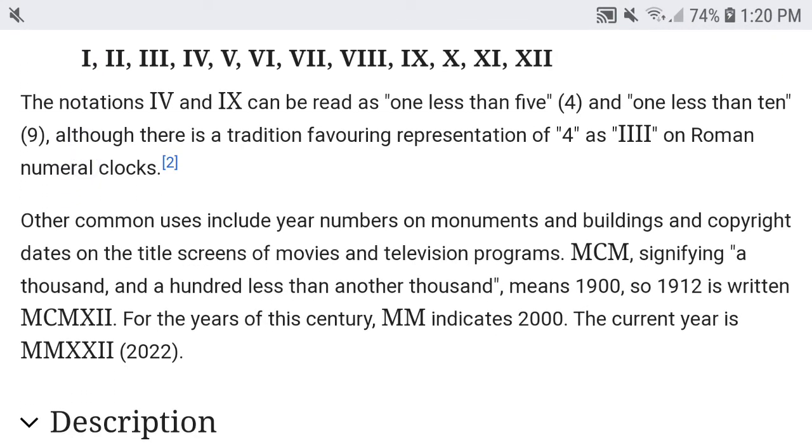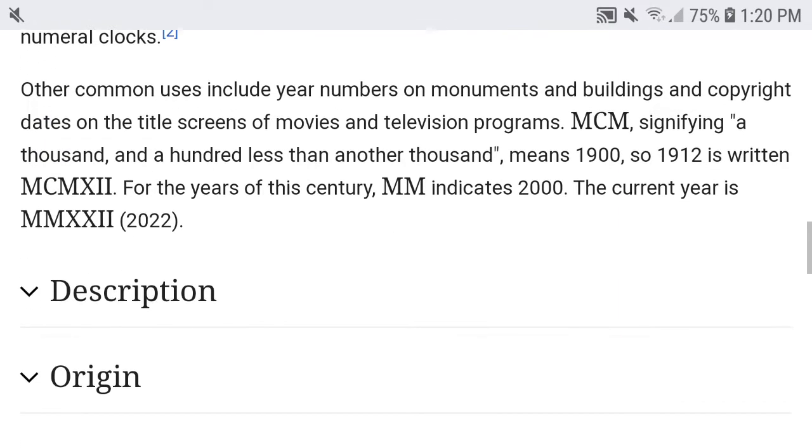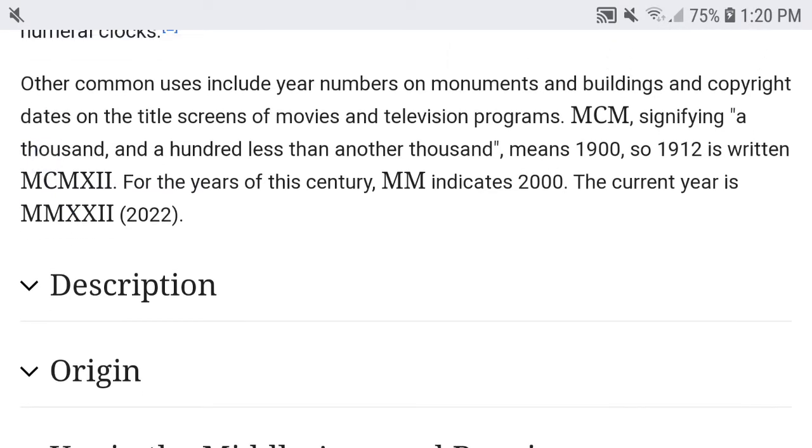Okay, so CM means 100 less than 1,000, so that's 900. 1912 is written MCMXII because M is 1,000, CM is 900, and then XII, X is 10, II is 2. For the years of this century, MM indicates 2000. The current year is MMXXII. Yeah, as you can see over here, right? It's quite unique because we have pairs, right?